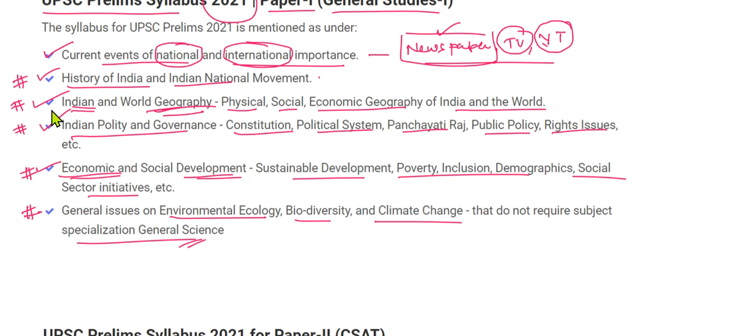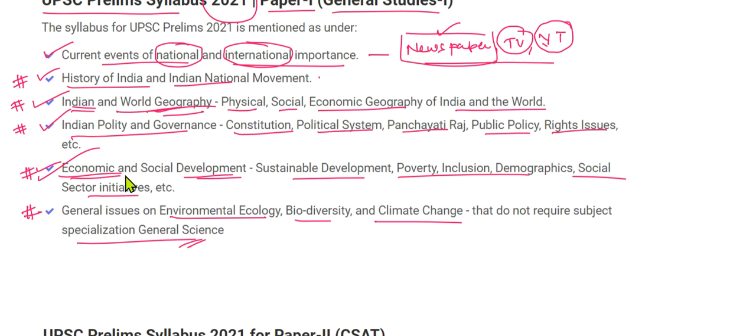Then similarly, Indian and world geography. You should be aware of the natural resources, so that for planning and execution of government plans, it will be very useful. And then Indian polity. We should know something about civics, the governance, the Constitution of India, then the political system of India, then Panchayati Raj, public policy, rights issues, etc.